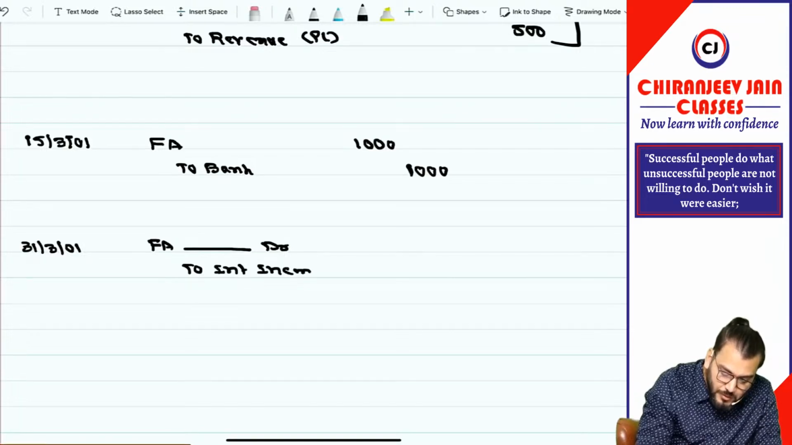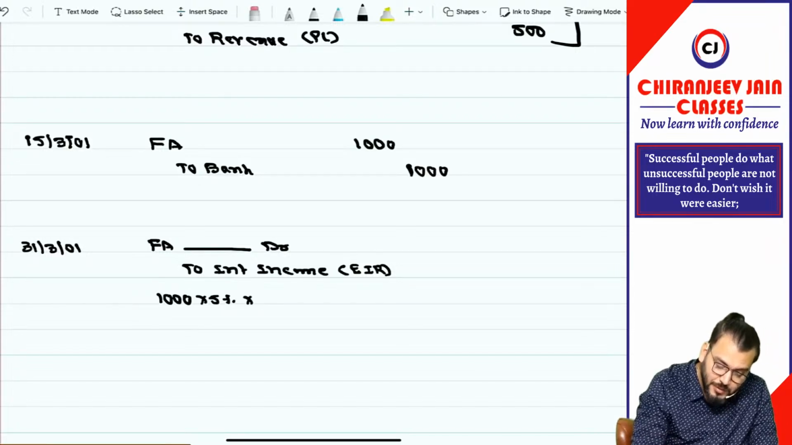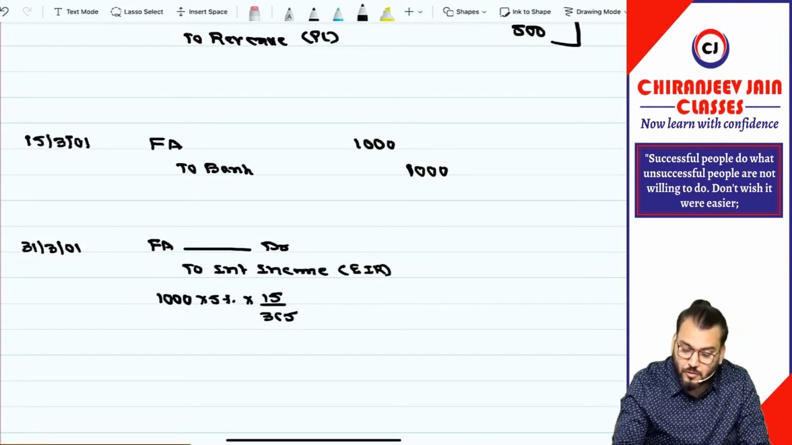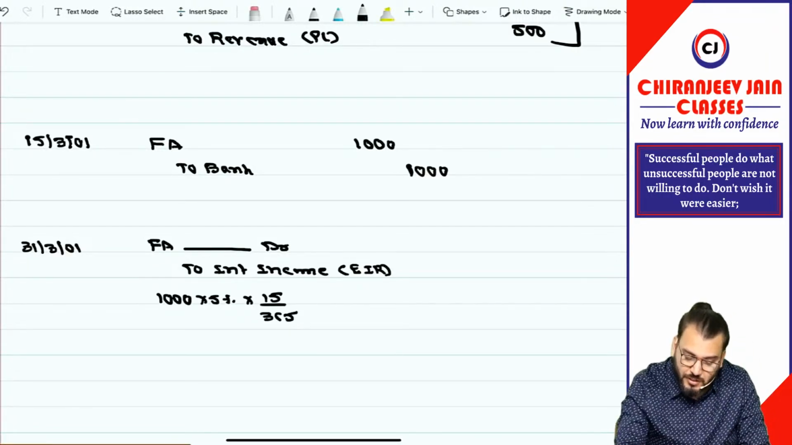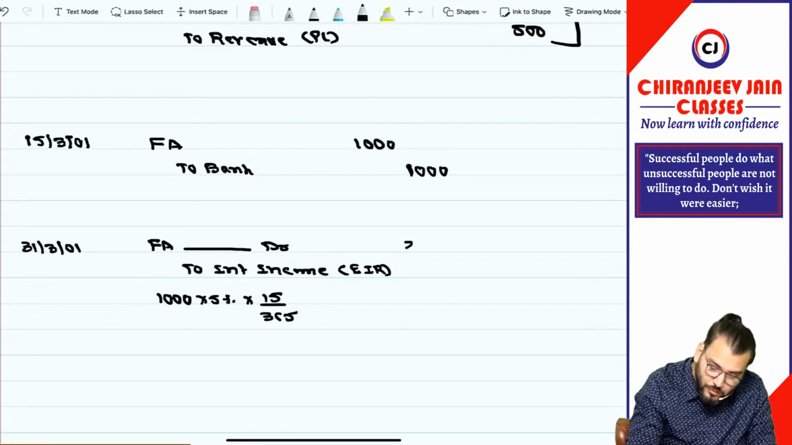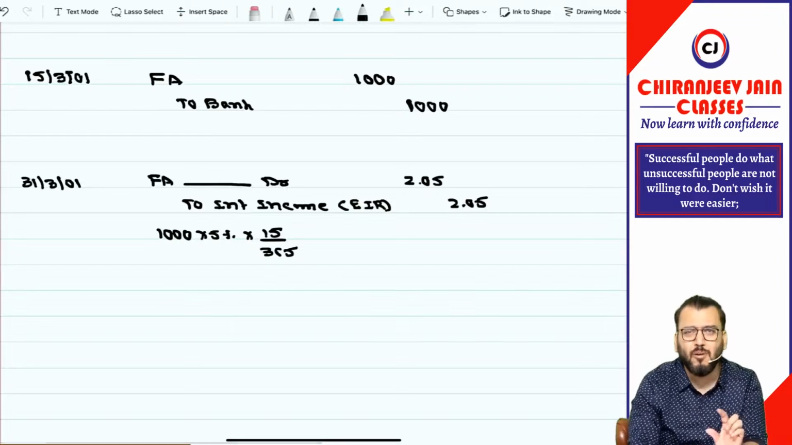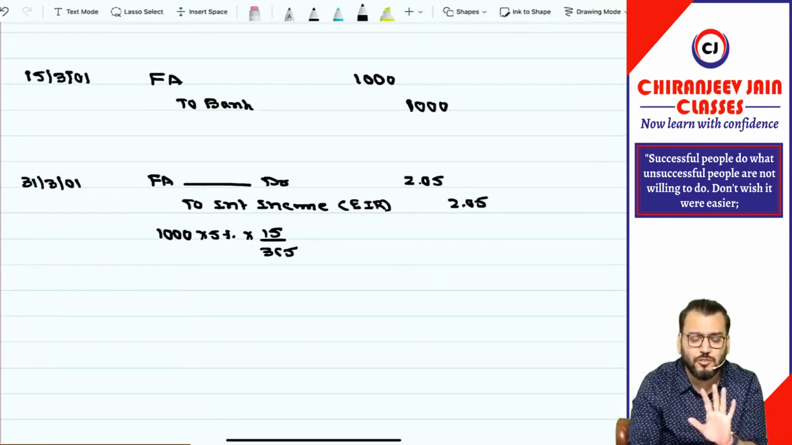Interest income. This is calculated by applying EIR. So we'll say 1000 into 5% for 15 days. It will be 15 by 365, correct? So 1000 into 5% into 15 divided by 365. It is coming 2.05, correct now? Yes sir. Because the amount is very less, therefore they have asked you to ignore it.